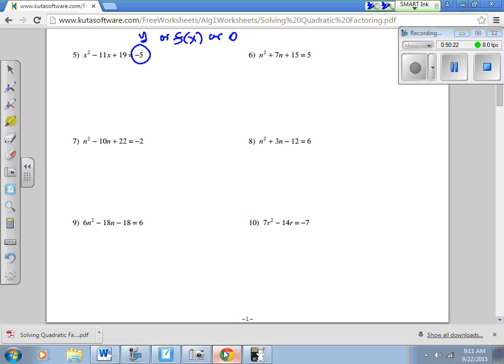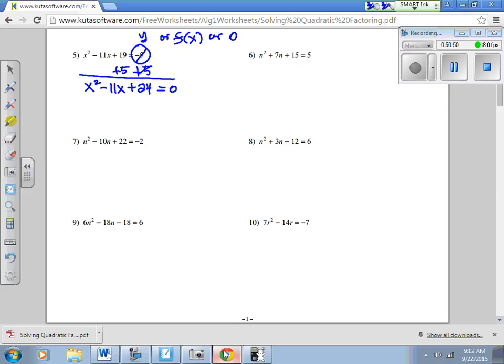How do I get the 0 to be on that side? What do I have to do with that -5? Add 5 to the other side, and that gives me x squared minus 11x plus 19 plus 5, which is 24. Does everybody agree now I have a 0 there?